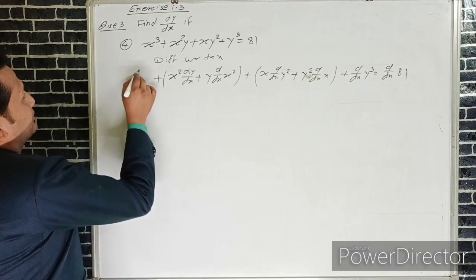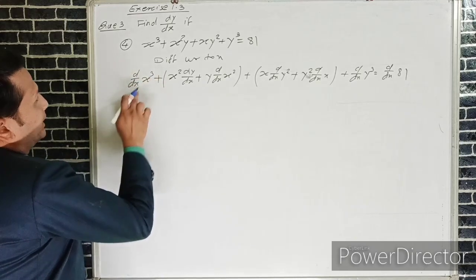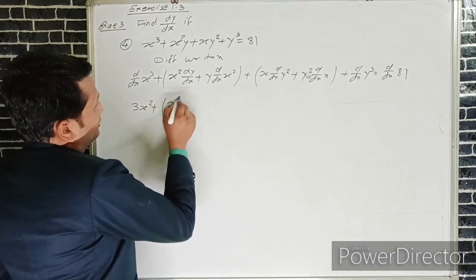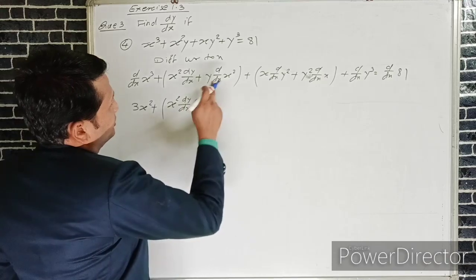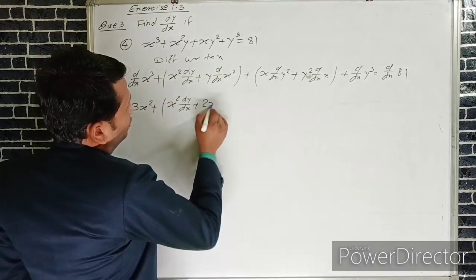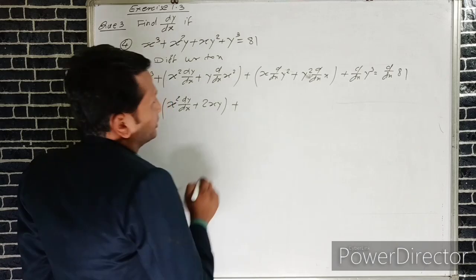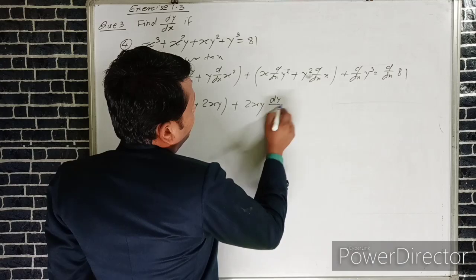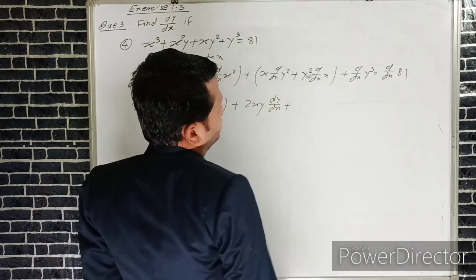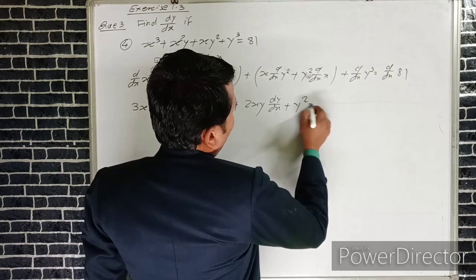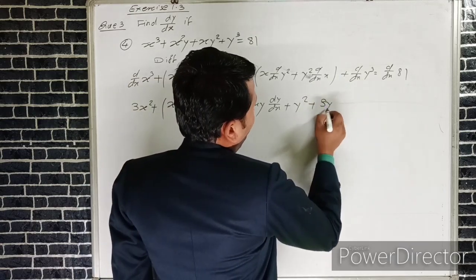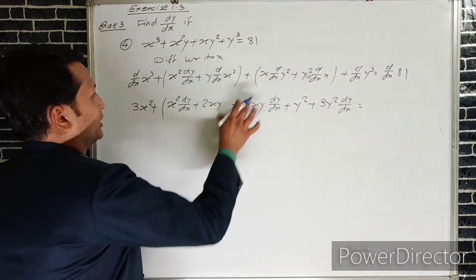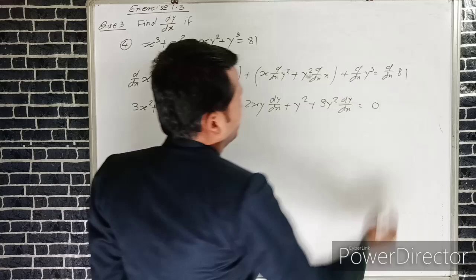We know that the derivative of x cube is 3x square, plus x square as it is into dy by dx, plus the derivative of x square is 2x. We can write 2x into y, plus the derivative of y square is 2y, so 2xy into dy by dx, plus the derivative of x is 1, so y square, plus the derivative of y cube is 3y square into dy by dx, and 81 is a constant function, so its derivative is 0.